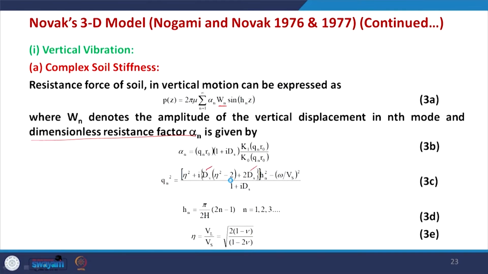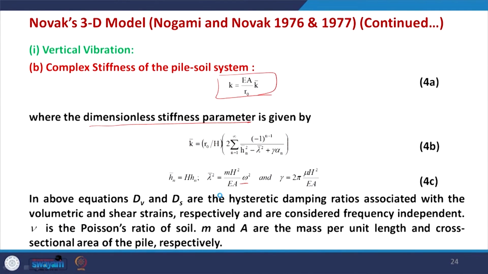This was the case for the soil also, which depended on omega, and here omega comes in to find the value of Q_n. So, whether you say complex soil stiffness or complex stiffness of the soil-pile system, they are frequency dependent. That is the issue to be understood: as frequency changes, their values are going to change, and this was for vertical vibration.